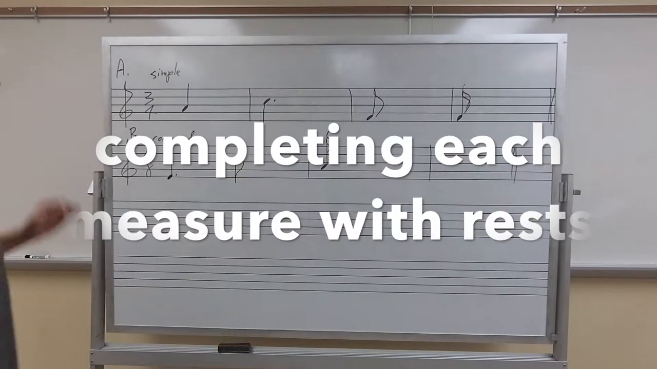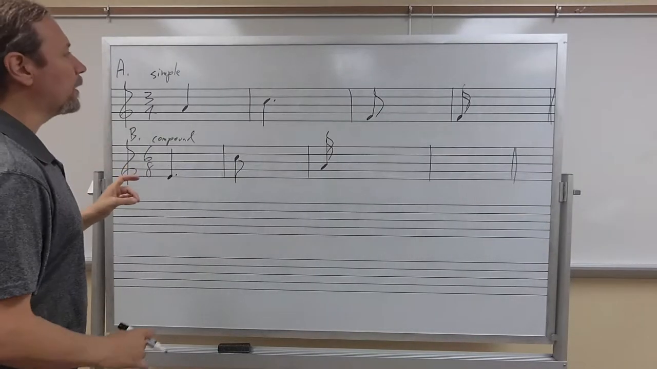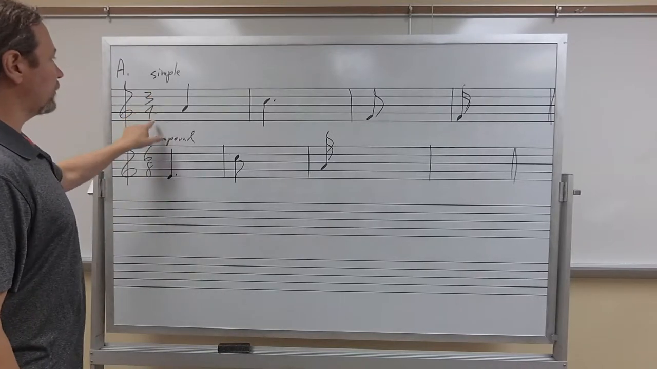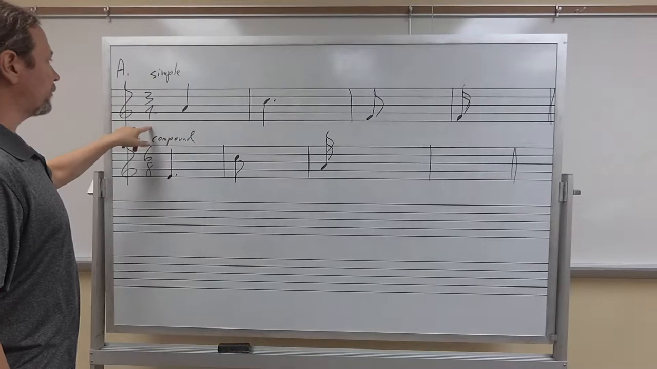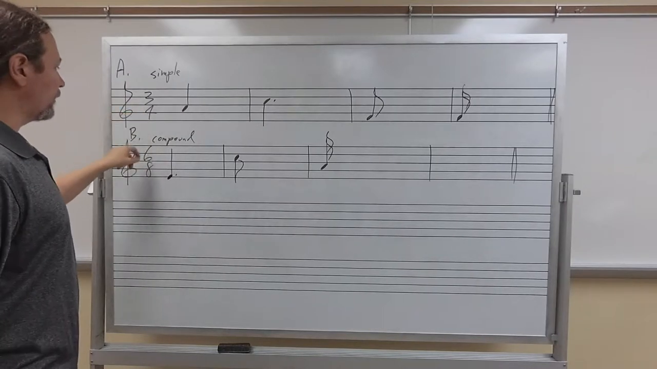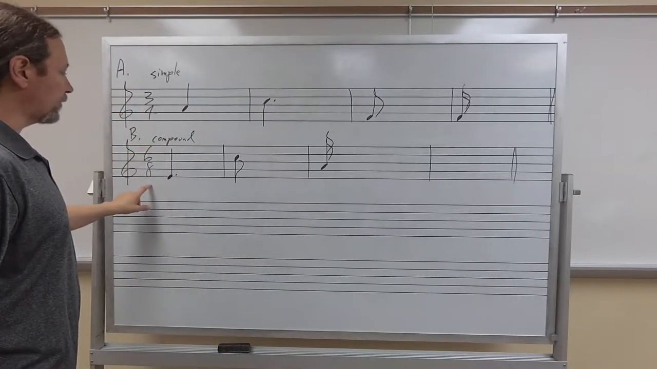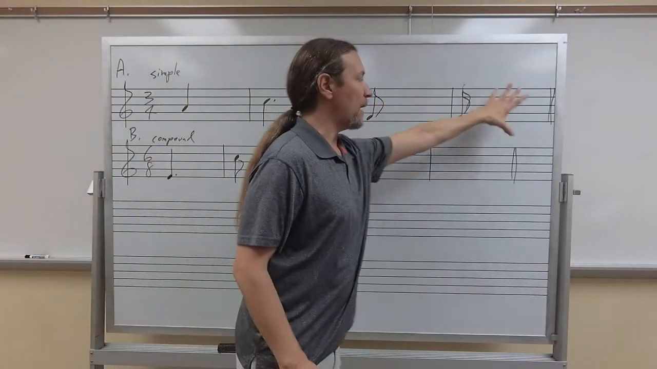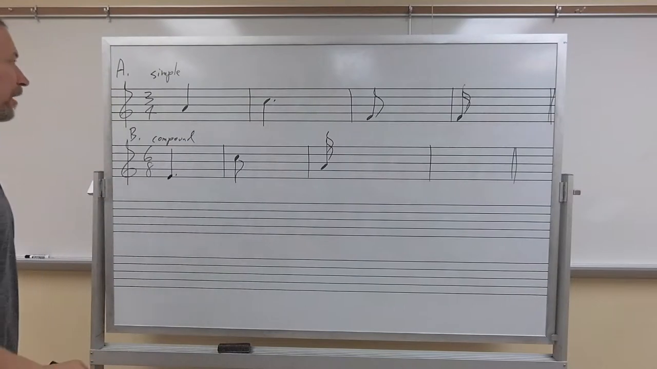Let's try another scenario, very much like the last one that we looked at, except this time we're going to add the rests ourselves. So let's say we were in simple meter. Example A is going to be in simple meter. I pick 3/4 time. Example B will be in compound meter, or 6/8 time. Let's close out the rest of each one of these measures by adding the proper rests in the proper order.